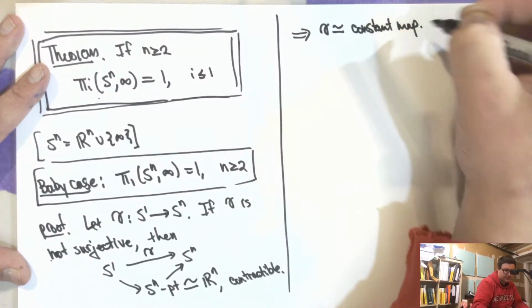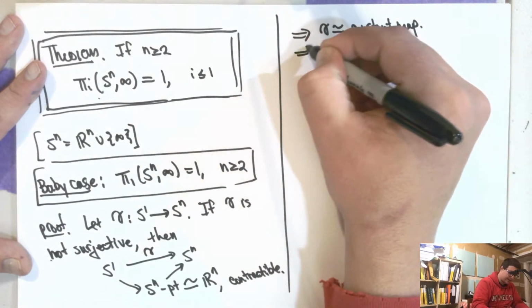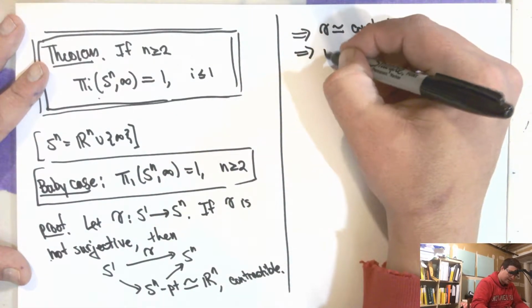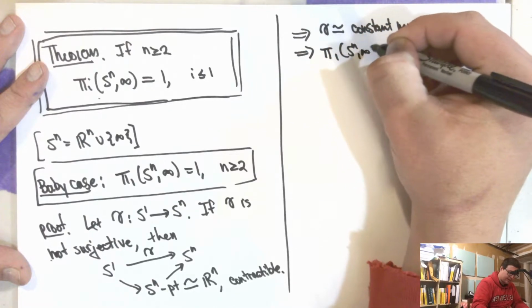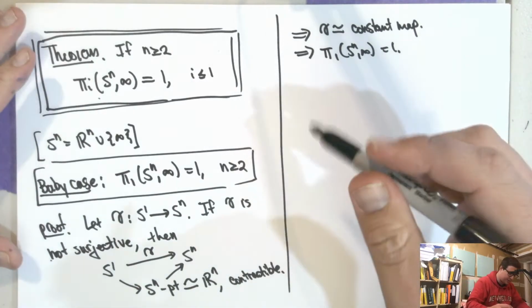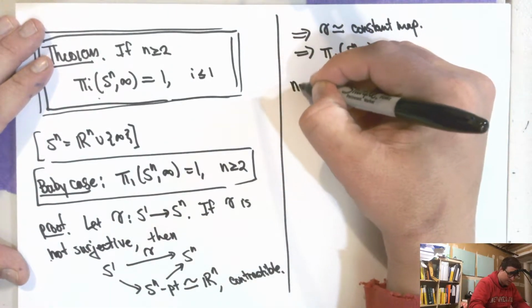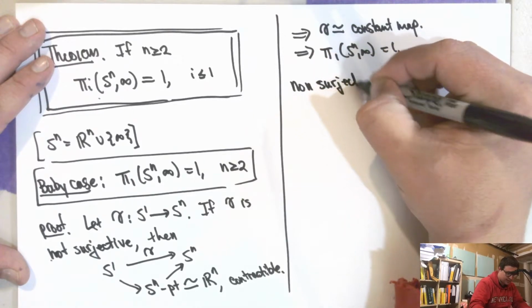And since this was shown for all gammas, this implies that pi_1 of S^n is equal to 1. Okay, so that's the idea. So it remains to show that no such map is surjective. We need to prove non-surjectivity. That's the hard part.